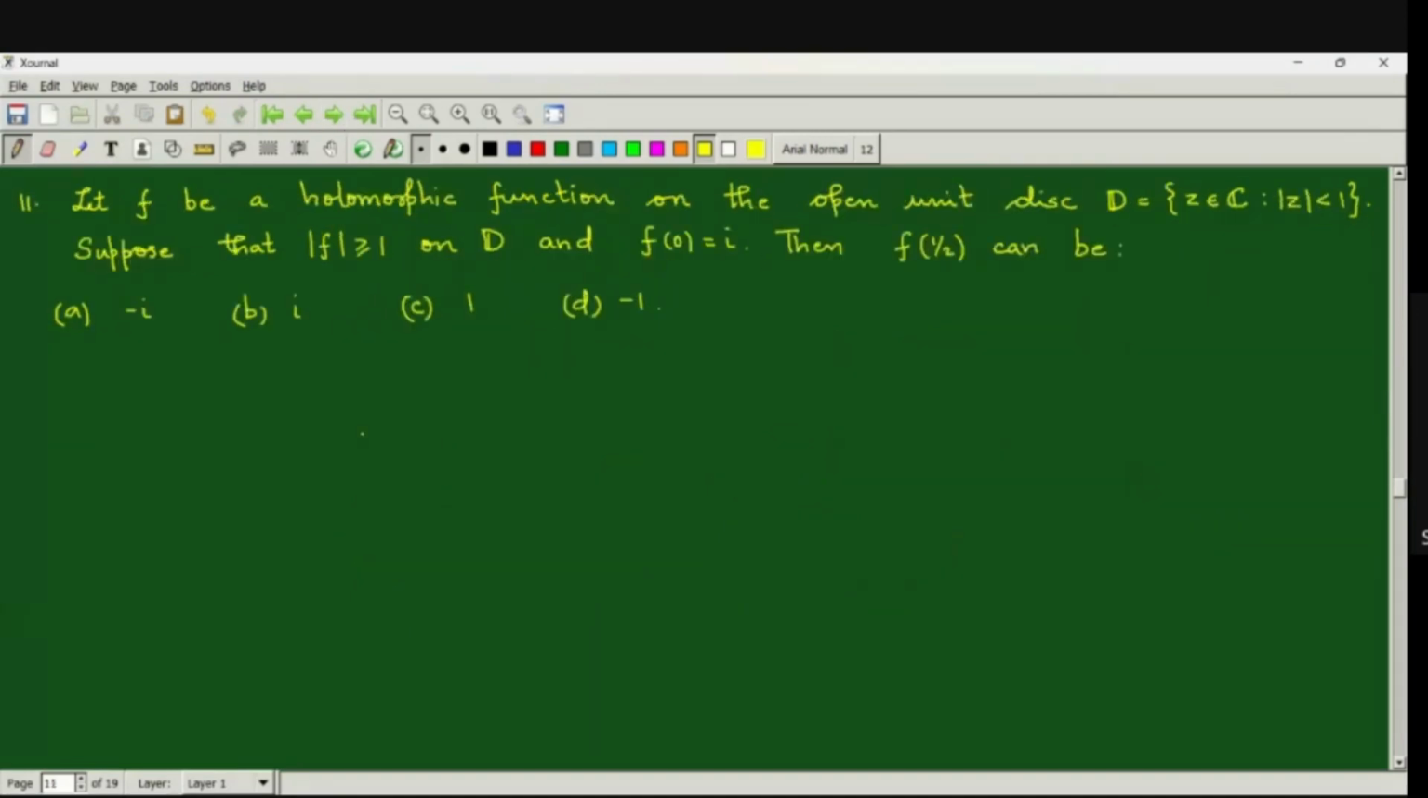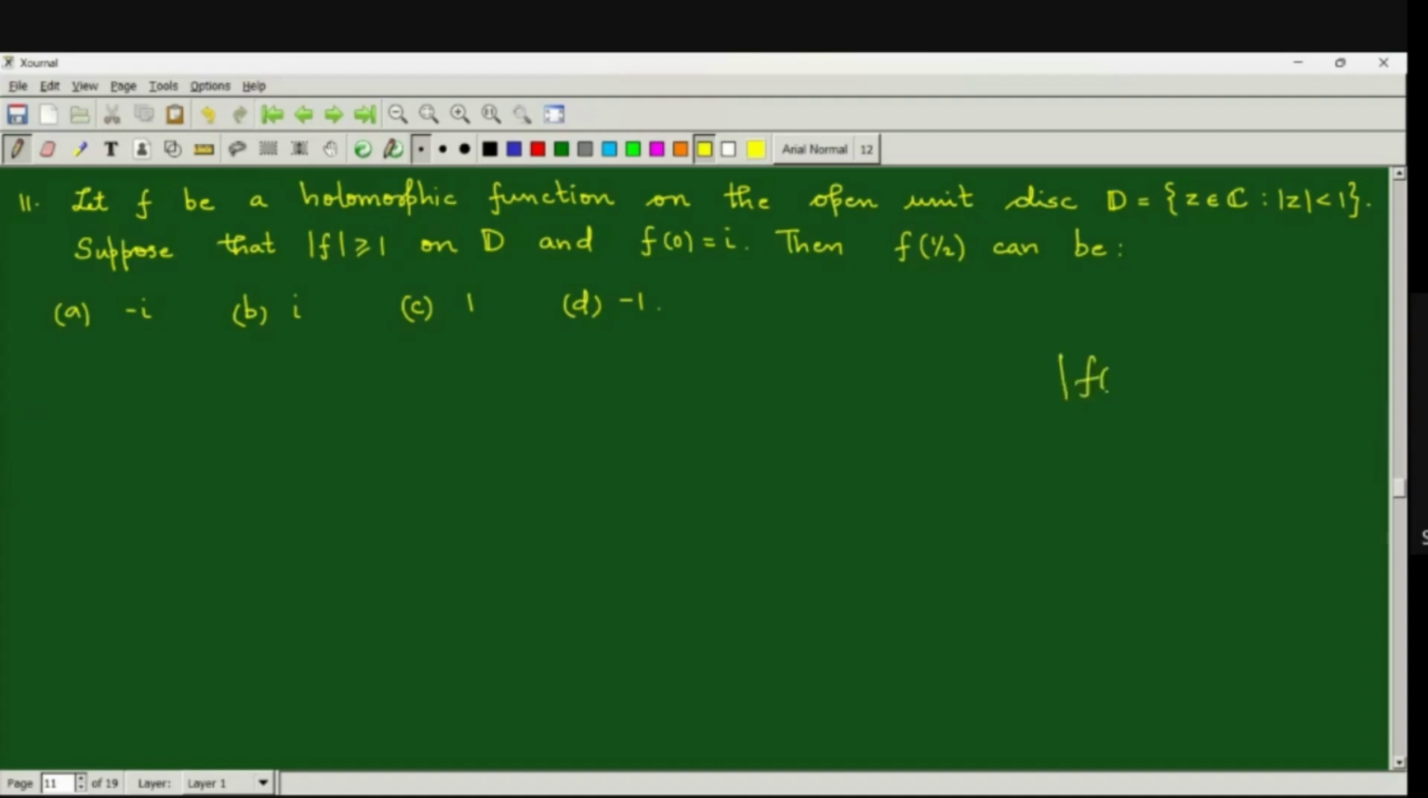Okay. So this is a conceptual question, but very easy. But all these questions are from NET only. You can see how easily we can score in complex analysis. So f is a holomorphic function on the unit disk. Of course, this is the unit disk. And it is given that mod f is greater than or equal to 1 on D.